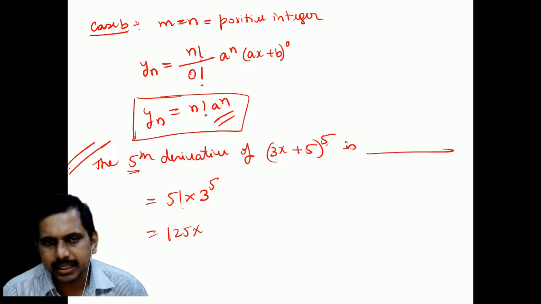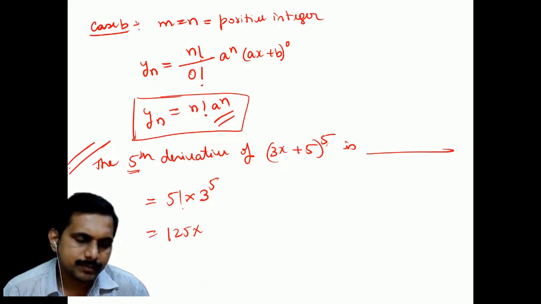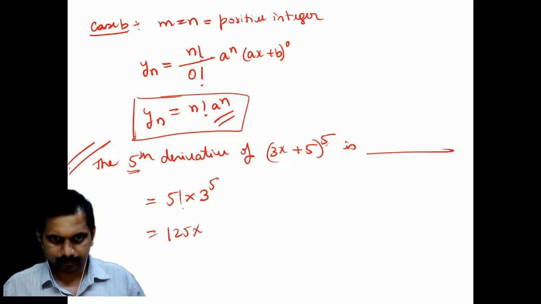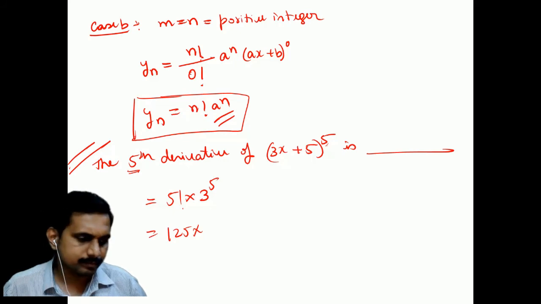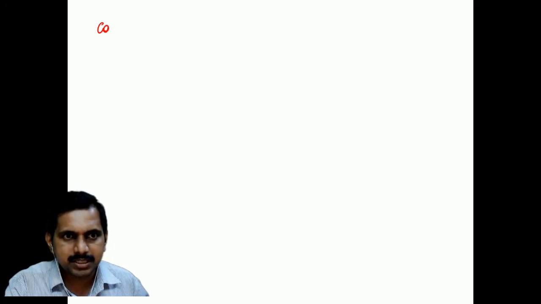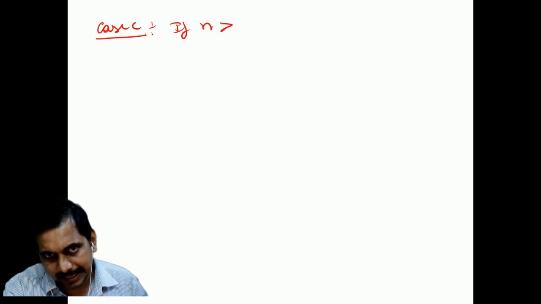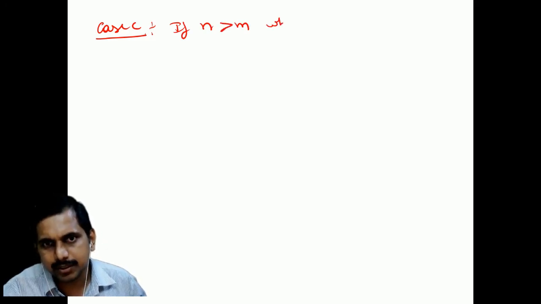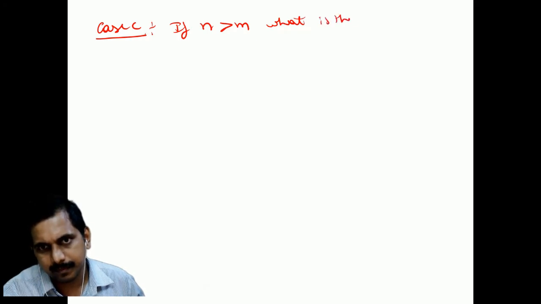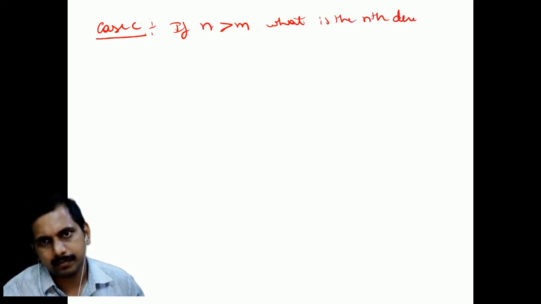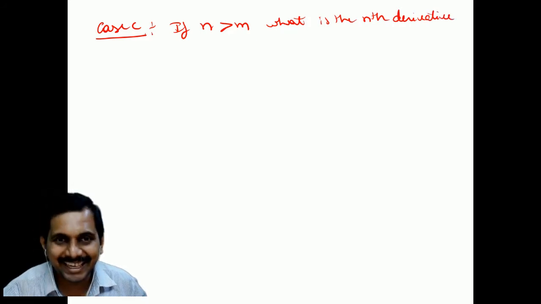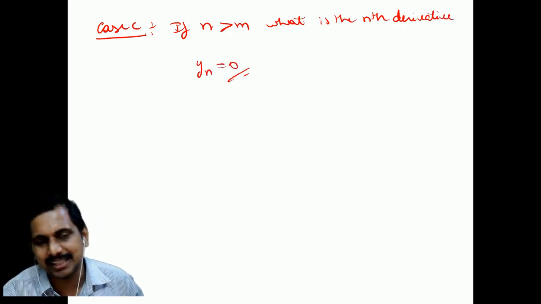What happens if n is greater than m, students? Then what happens? What is the nth derivative? This is the type of question asked in interviews. If n is greater than m, what is the nth derivative, students? Is it 0 since you have to differentiate a constant? Exactly, it is 0, nothing else.